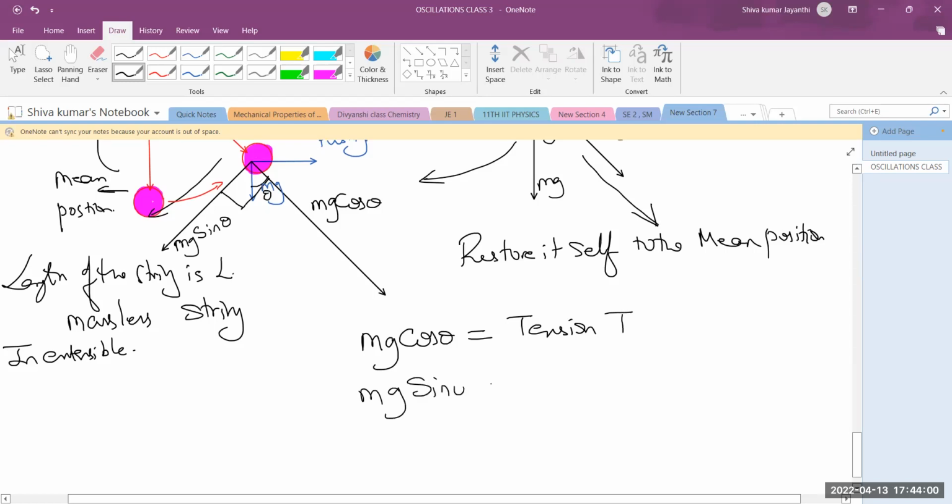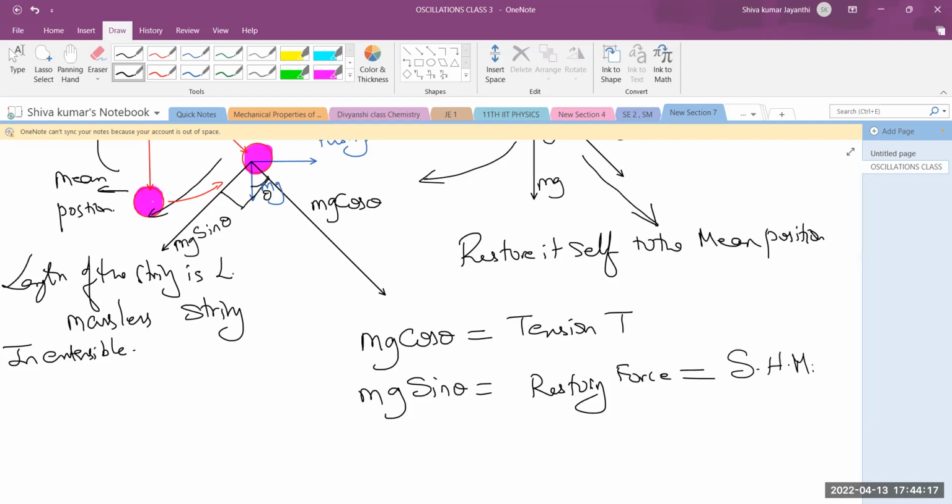Now what about this mg sin theta? That is the restoring force. This is the S.H.M. force. This is only the force of S.H.M. Understood that? What is actually the S.H.M. force? F is equal to mg sin theta, which is nothing but ma.